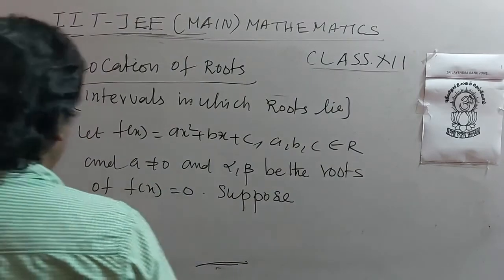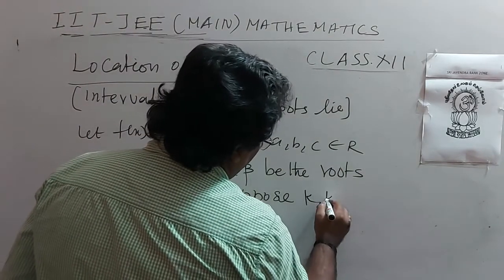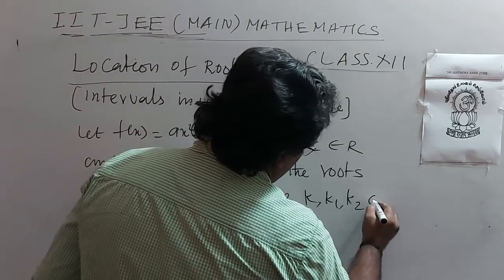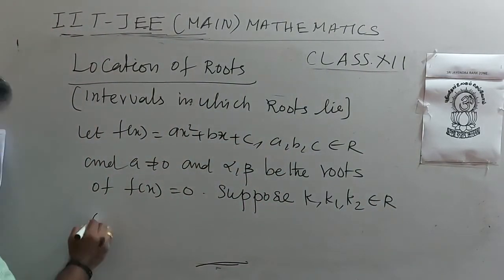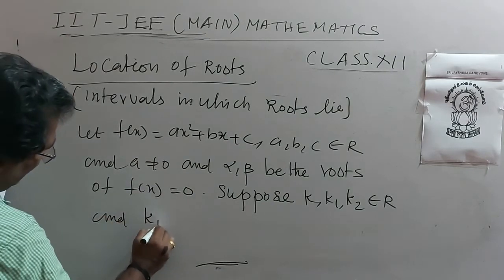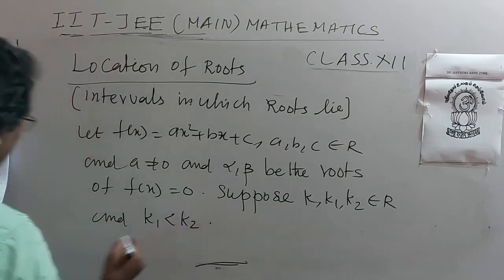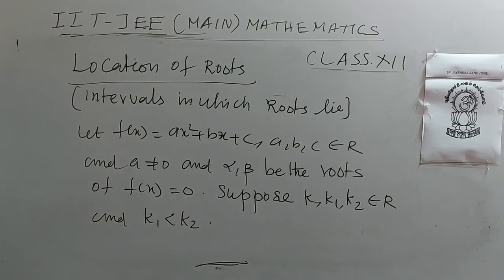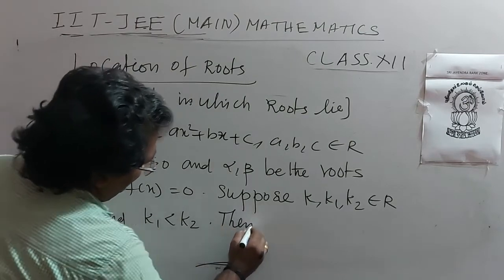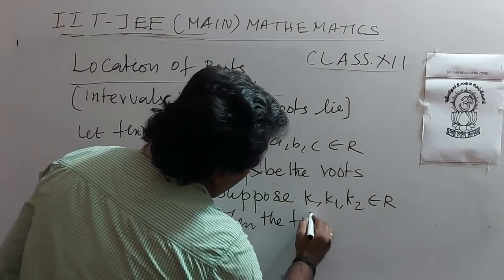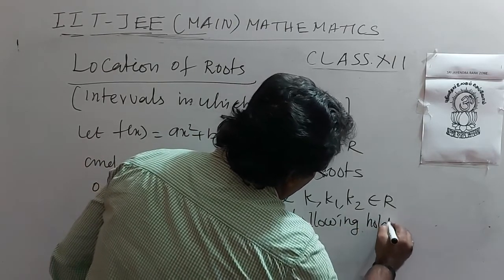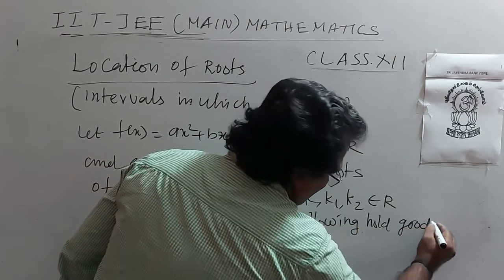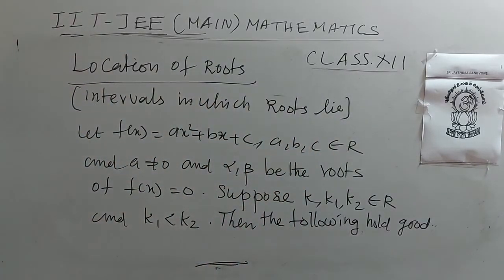Suppose k, k1, k2 belongs to R and k1 is less than k2. Then the following hold good.